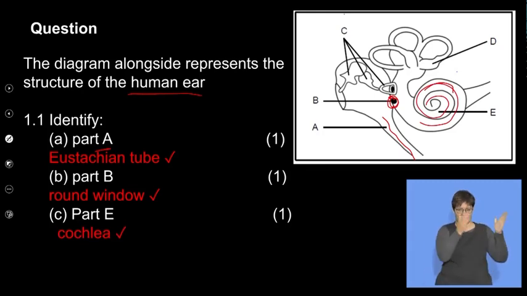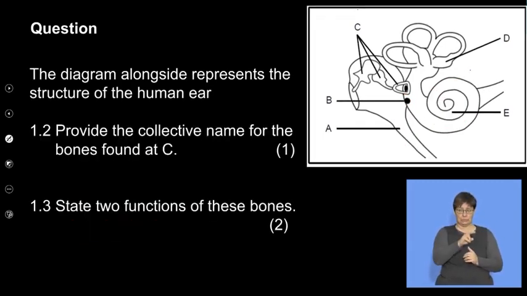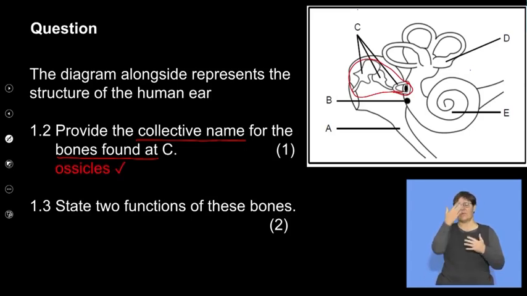Good, we answered the questions. We move to the next question. Again, we're looking at the diagram, and the questions are based on the diagram. You studied the diagram, now you can answer the questions. It says, provide the collective name for the bones found at C. The collective name, I know you know, is the ossicles: the hammer, the anvil, and the stirrup.